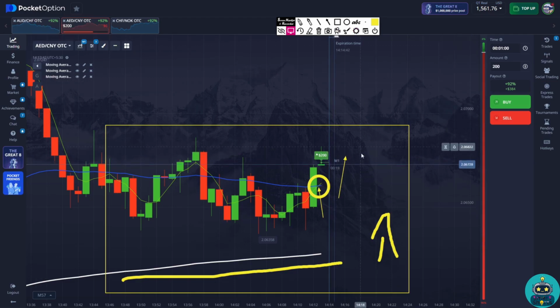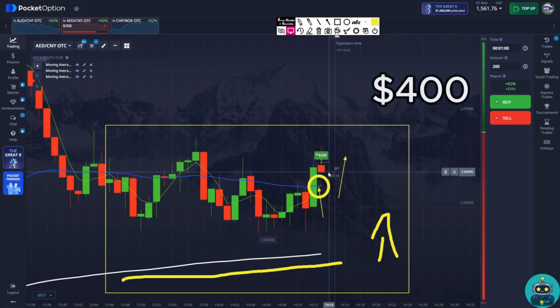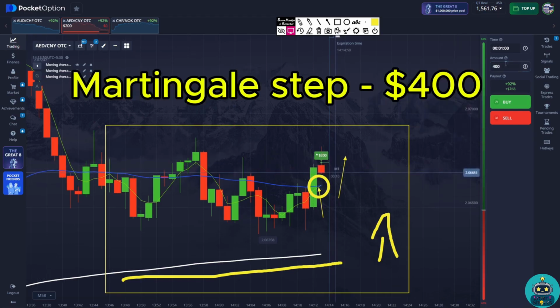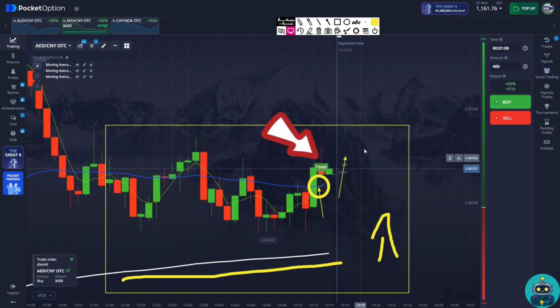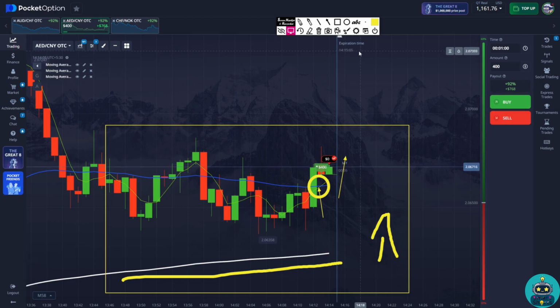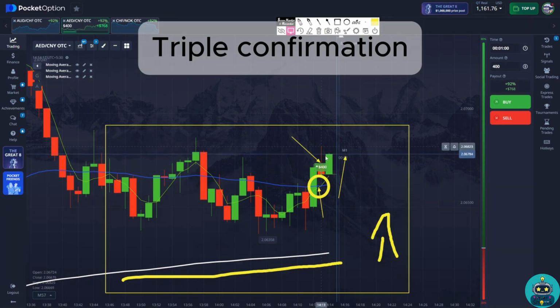And here the market has been flipped. So we will take a $400 trade, which is double our amount, which means the martingale step of $400. This is an OTC market, and in an OTC market some error candles forming is very normal. This red candle is an error candle, because this candle flipped in the last seconds, which means this is an error candle, because we followed all three confirmations.